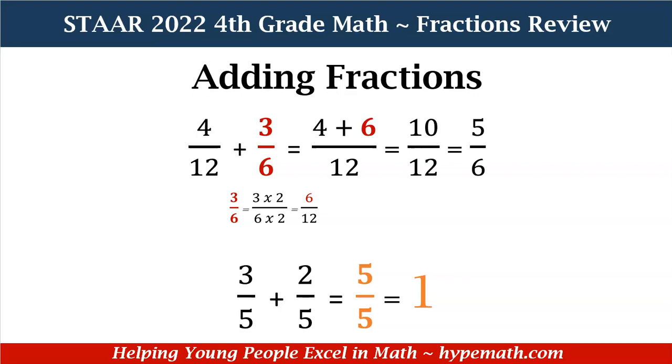Now that's it for our first adding fractions. Our top, we have 5/6 as our answer. Let's look at our bottom addition of fractions. We have 3/5 plus 2/5. Well, my denominators are the same, so I'm going to keep my denominator for my answer, and all I need to do is add the numerators. 3 plus 2 is equal to 5.